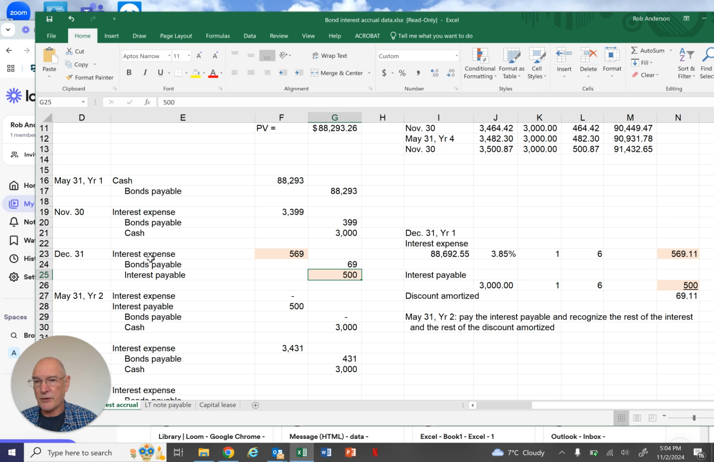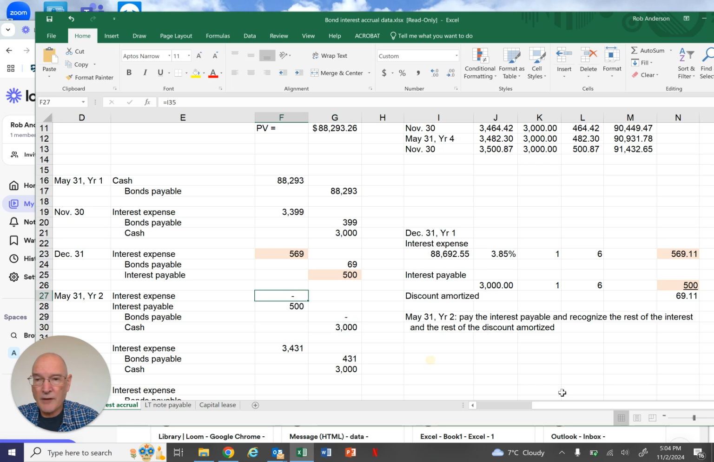Now, on May 31, year 2, we kind of have to clean it up. We have to recognize the rest of the interest, and we have to pay off that interest payable. So I put in a couple of numbers here that should come easily to us. One, our interest payable is $500. That's a credit, it's a liability. I'm going to debit interest payable $500, and that way we paid off our $500. So that was easy. Your cash payment on the bond is $3,000.